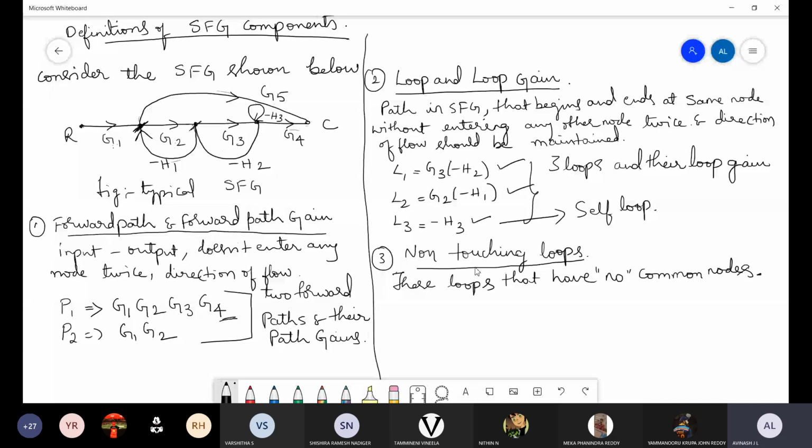Yes, sir. For G1 and G3. G2 and G3. See, here what exactly happened when you consider this particular loop? Like A, B, C. Node A is starting, going to node B and coming back to node A. That is one loop. And it is starting from node B, going to node C and coming back to node B. So here node B is a common node between these two. So these are touching each other, correct? Then how can these be non-touching loops? Clear?